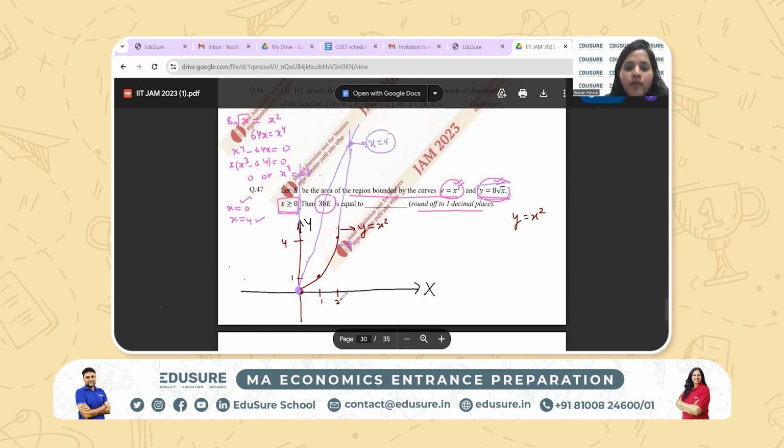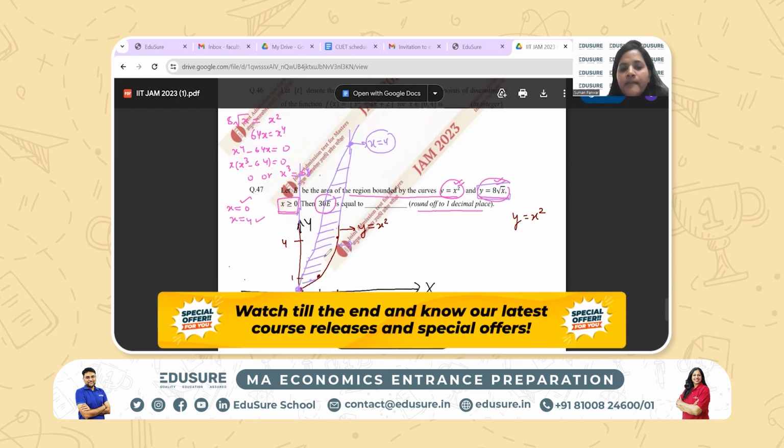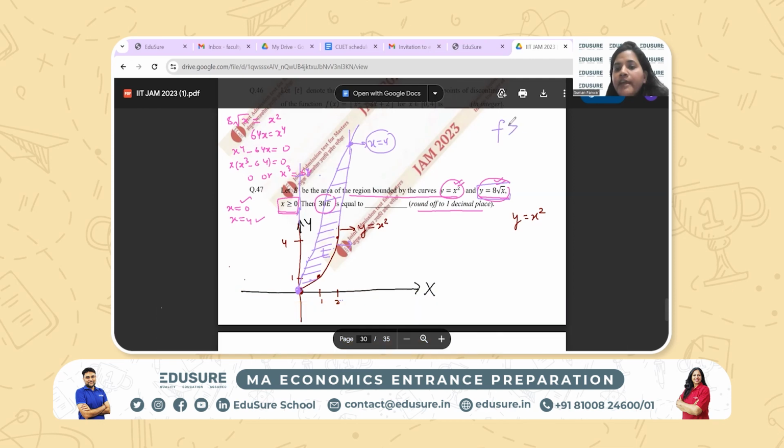Here x equals 4. So this is the region which I want to calculate, the area. This is the region E. Now, whenever we have a curve f greater than or equal to g on an interval a b, the area will be found by calculating the value of the integral a to b of f minus g dx.